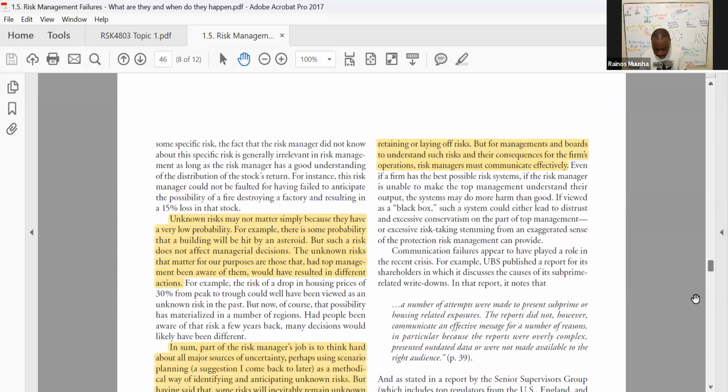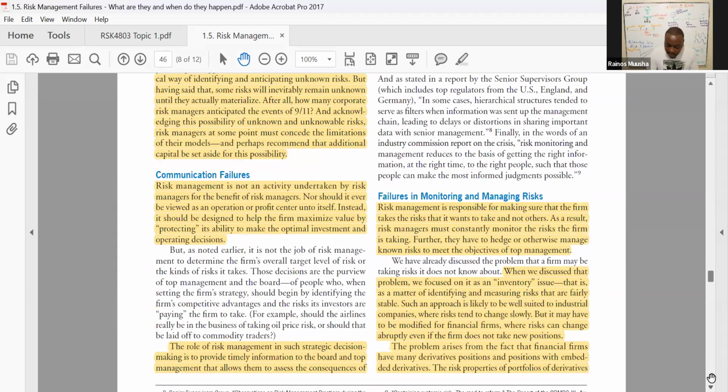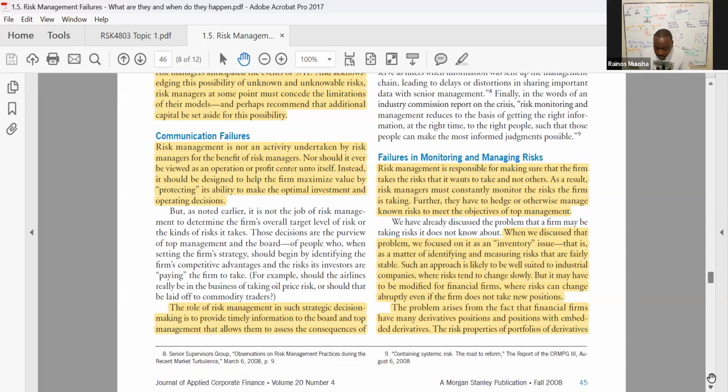Next, we look at failures in monitoring and managing risks. And then they say risk management is responsible for making sure that the firm takes the risk that it wants to take and not others. As a result, risk managers must constantly monitor the risk that the firm is taking. Further, they have to change and otherwise manage known risks to meet the objectives of top management.